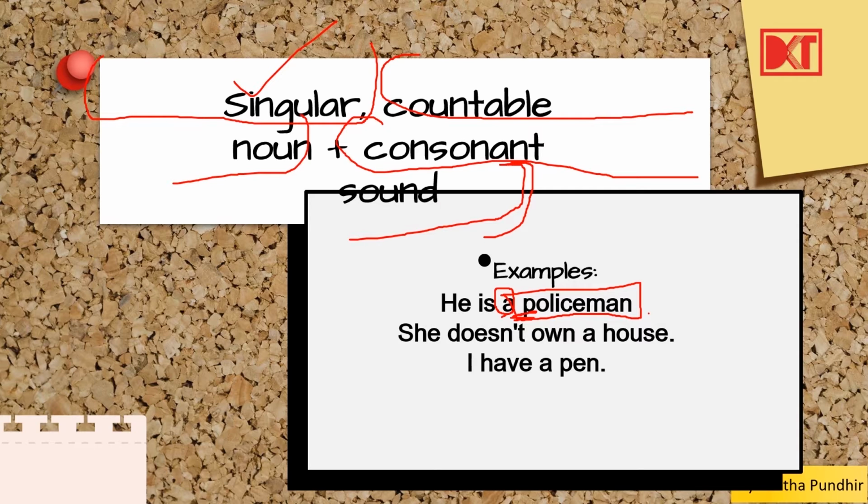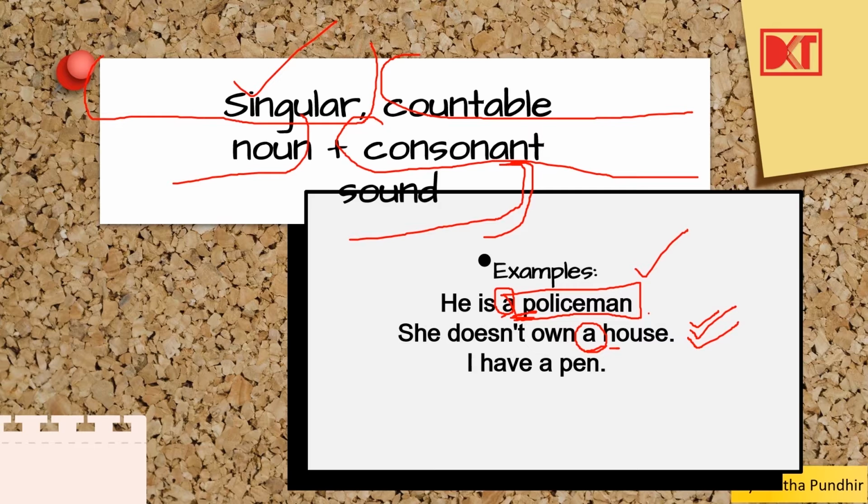Okay, then she doesn't own a house. What are we using a for? We are using it for house, and house is singular because we're just talking about one singular house, one particular house, and it is countable also. And then it begins with a consonant sound. House begins with the sound her, and her is a consonant sound. So all the three conditions are met, so we are using a here.